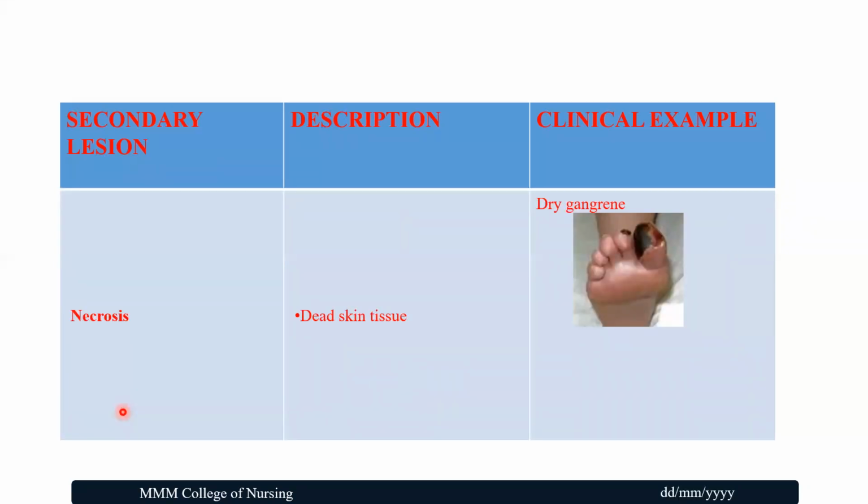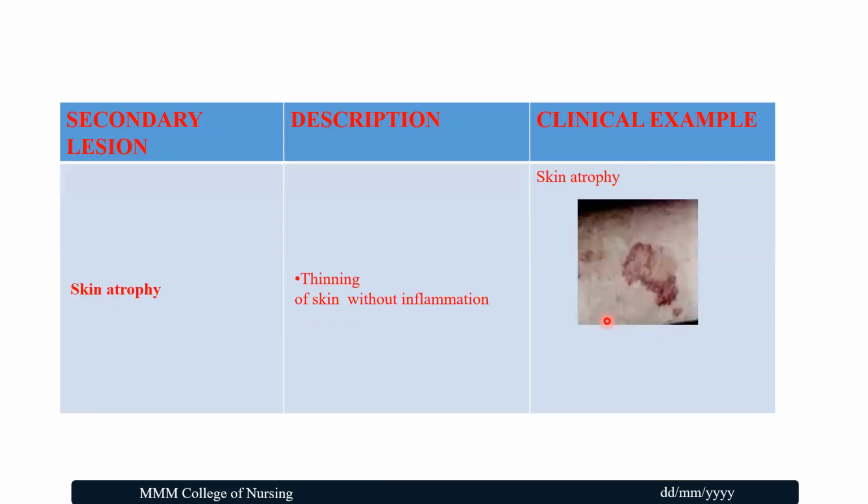Next is necrosis. Necrosis, as the name indicates, is dead skin tissue. The best example is the dry gangrenous area because of the death of the skin tissue due to loss of blood supply. Because of that, you could see the dry gangrene in the patients.